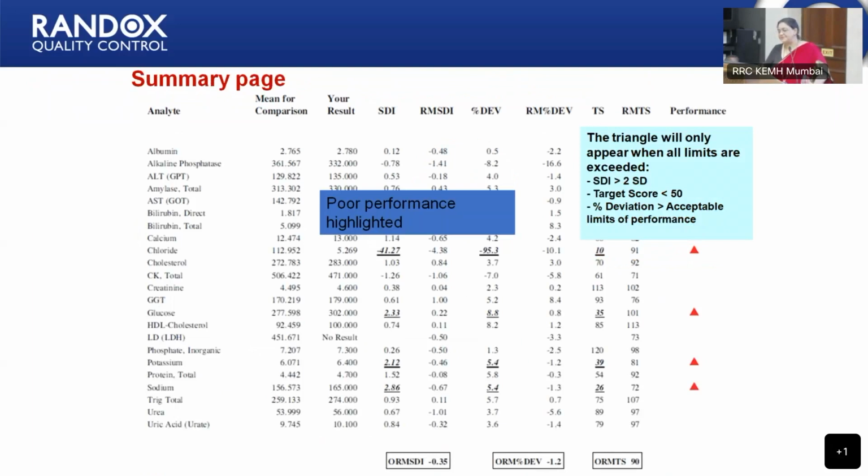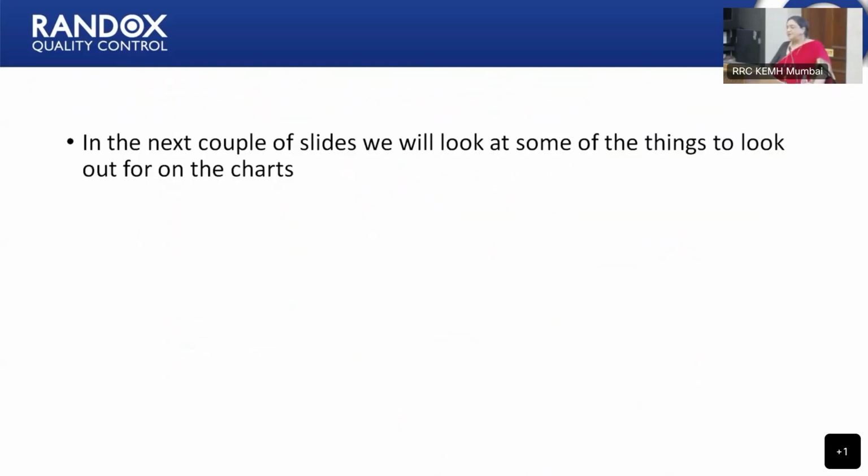The last page is the summary page, where we can see red colored triangles for the parameters where all the performance indicators are outside the acceptable limit. They will be denoted by a red colored triangle. What does it mean? We'll look at a couple of slides to understand how to interpret these charts.